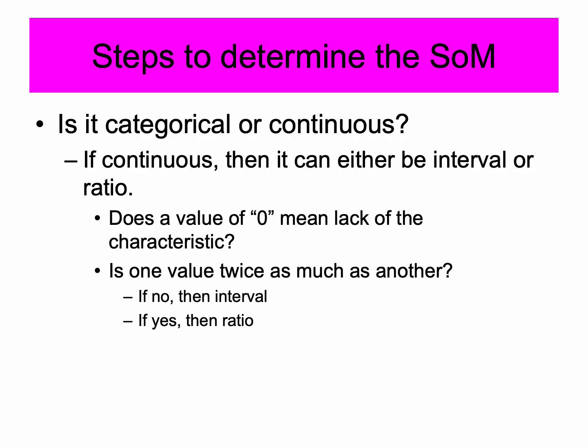Otherwise, if you're working with a continuous variable, then it can be either interval or ratio. And there's a couple of questions you can ask here. One is, does 0 mean a lack of a characteristic? Does 0 actually mean nothing? If it does, then you're working with ratio data. If it doesn't, then you're working with interval data. You can also ask, does one value equate to twice as much as another? If yes, again, you're working with ratio data. If no, then you're working with interval data.